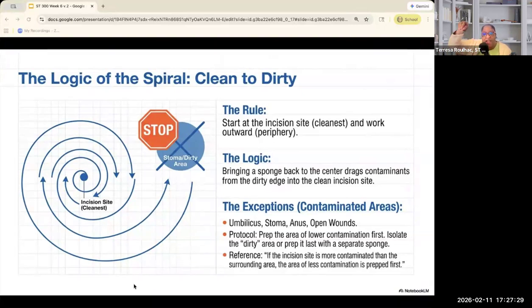The spiral pattern isn't tradition, it's what we do as strategy. It keeps contaminants moving away from the incision, not towards it. Okay. So we're always at the incision going outwards. Now, if you bring a sponge back towards the center, you've actually unintentionally transported all those little microbes from the dirtier skin into the cleanest zone. That's where the incision will be made. Okay. Right. Then it becomes contaminated.